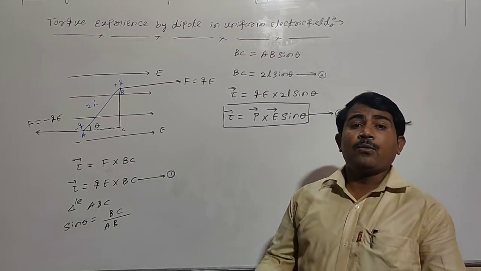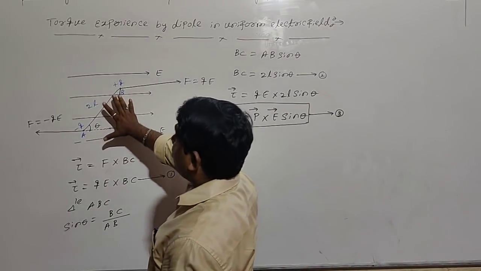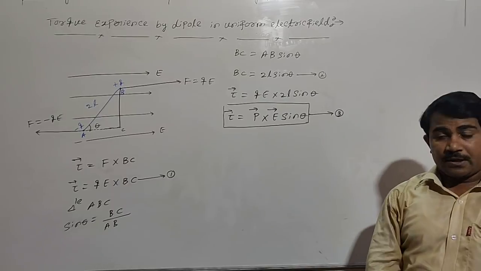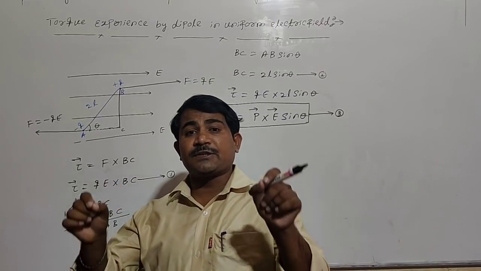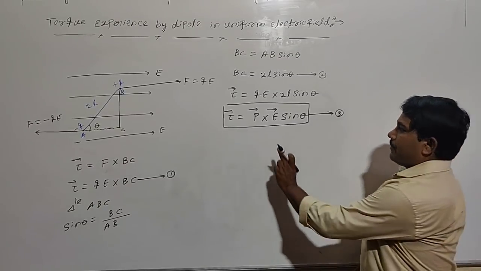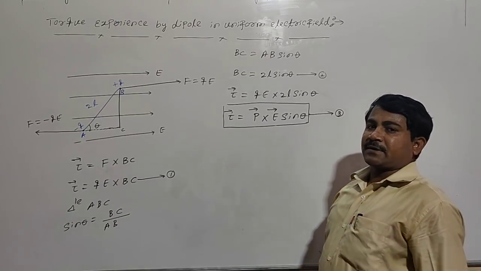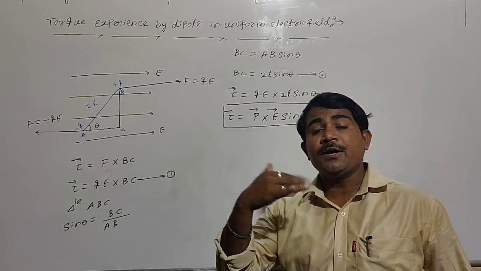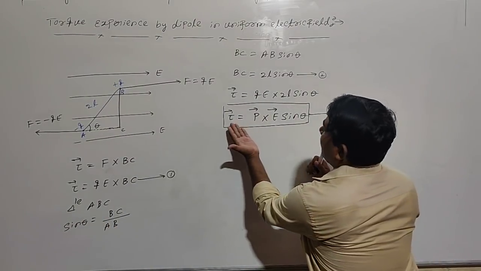Then see here, on what factor will the torque depend? The torque experienced by dipole in a uniform electric field depends on the strength of electric dipole moment, the strength of electric field intensity, and the direction in which dipole is placed in a uniform electric field. I mean, the more the electric dipole moment and the more the electric field intensity, the more torque is acting. It also depends on by what angle dipole is placed in a uniform electric field.